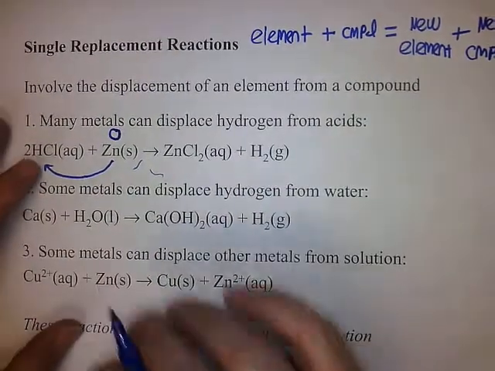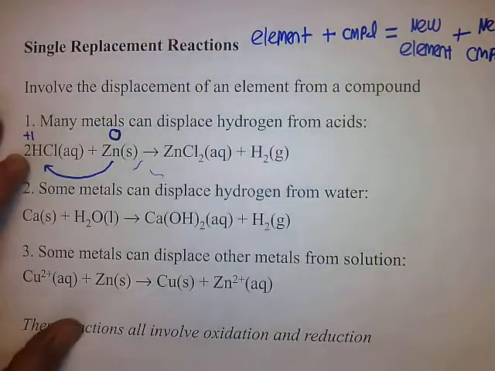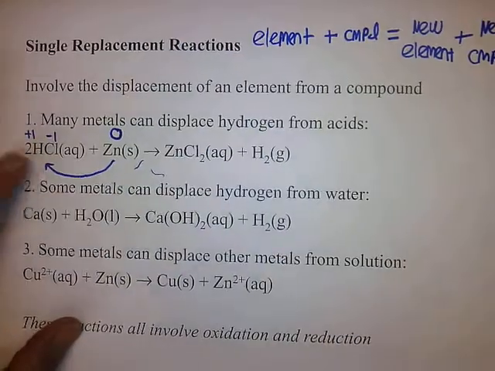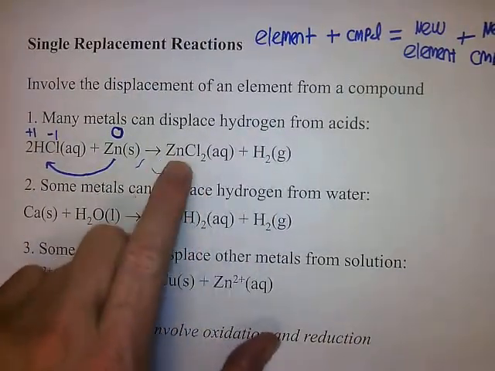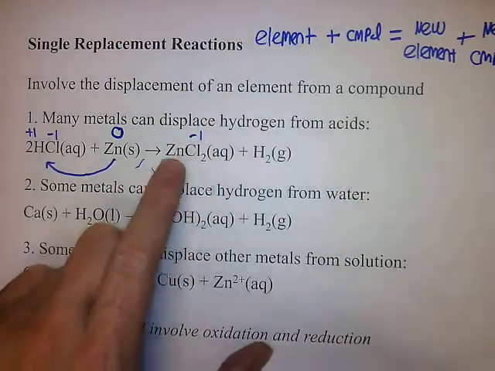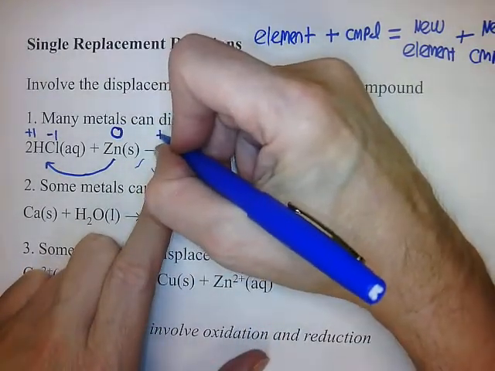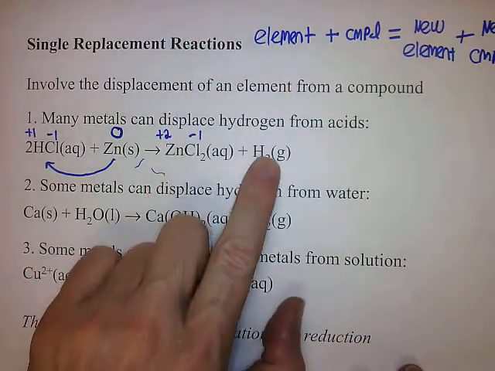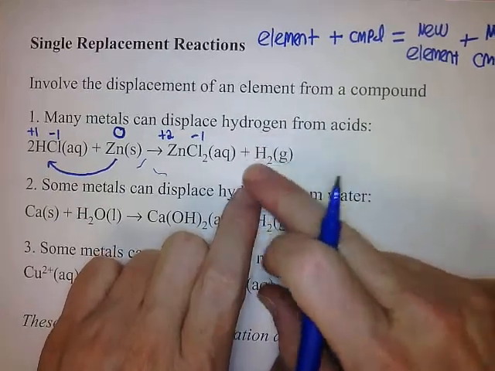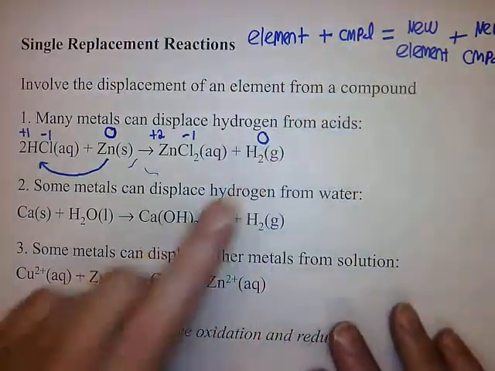Okay. Here we have hydrochloric acid. The hydrogen is going to be +1, and the chloride is going to be -1. Okay, here we have zinc chloride. Chloride is -1, so to make the oxidation numbers balance, the zinc would have to be +2, and then we have hydrogen. Now that's elemental form for hydrogen. It doesn't carry a charge. It's not part of a compound. That is 0. All right.